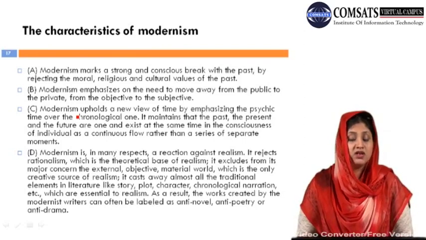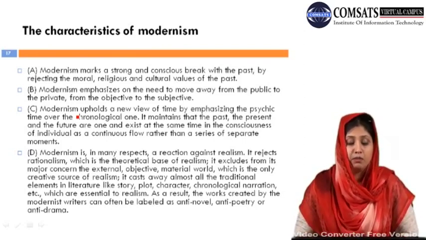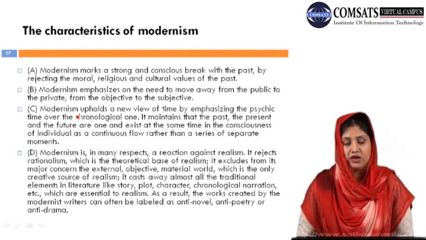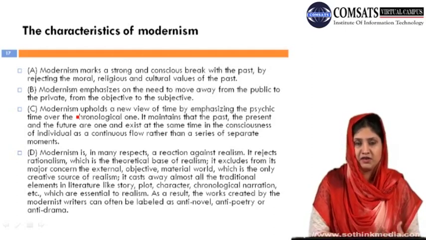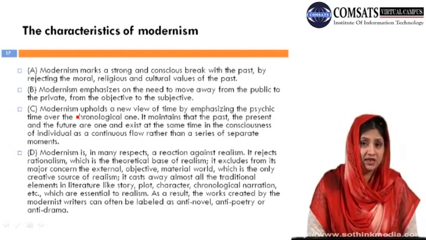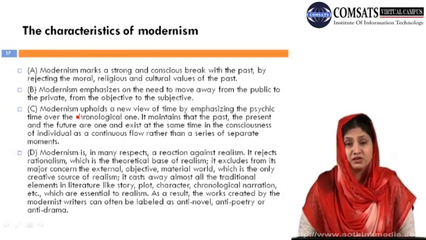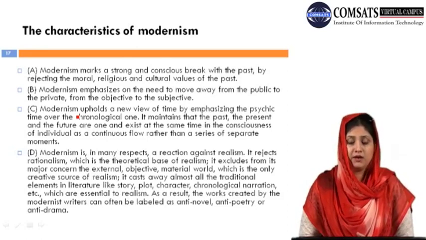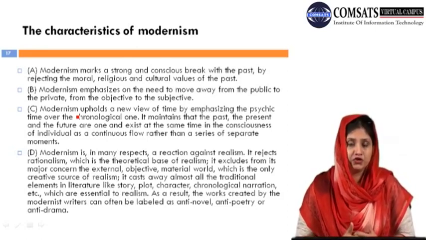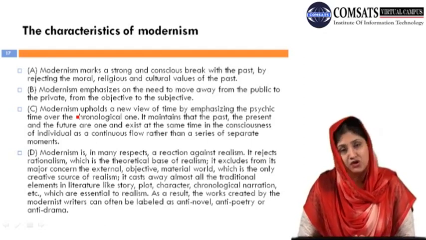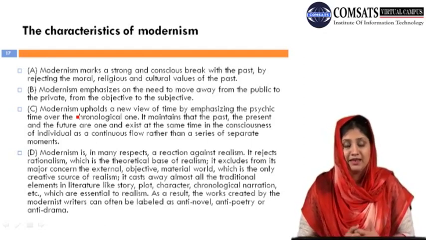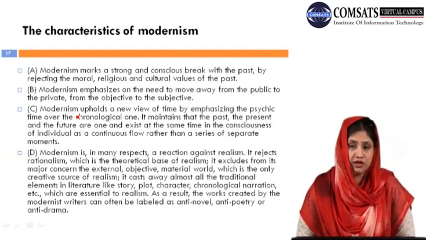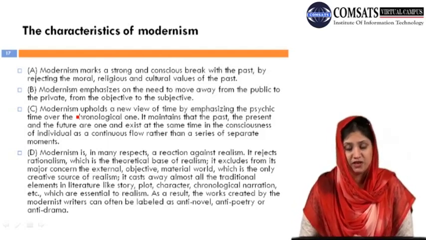Modernism emphasizes the need to move away from the public to the private, from the objective to the subjective. So initially, in the previous writings before this era, you would see that the writer was representing society. The writer was representing people's opinion. However, modern literature takes a writer away from society, away from the public, and he's speaking more of himself than of society. And his and her talkings have become more subjective than objective.